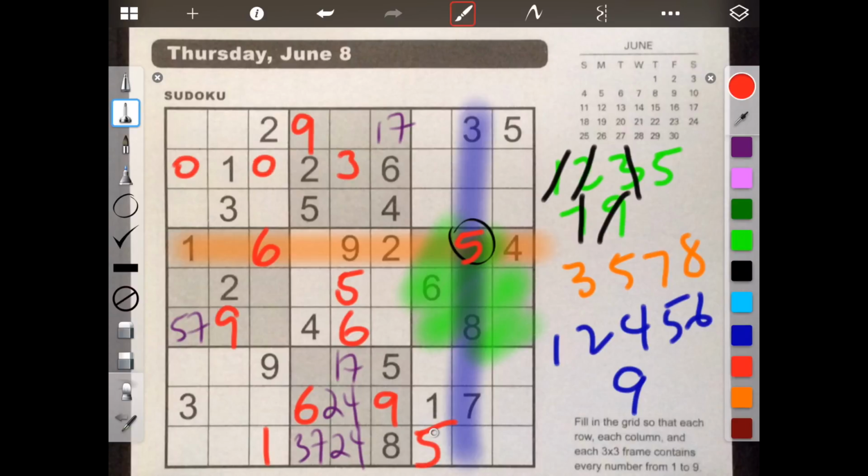Okay, so 5 goes here. 5 goes here, which means that 5 has to go here. Excellent. Anything else? So let's see. And let's color that one purple.